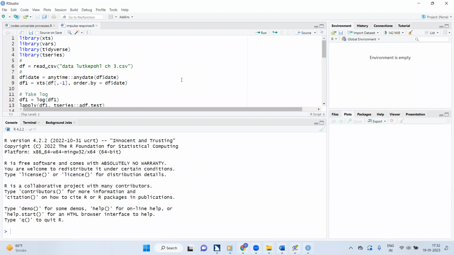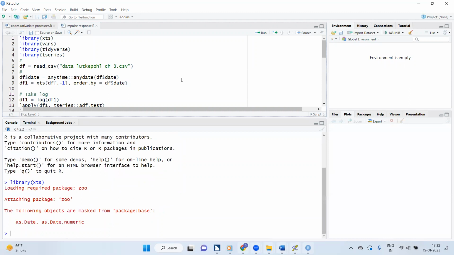The first one is library XTS. I've run it and see that it gives some output. It shows what functions are available or what functions are masked. Masked means suppose there is a function called filter. This function is in one of the tidyverse packages and the same function is in vars, so R can use just one of them. Similarly, there is a function as.Date. This function is in two packages, the stats package, which is always available, and the XTS package. Now only one of them would be available.